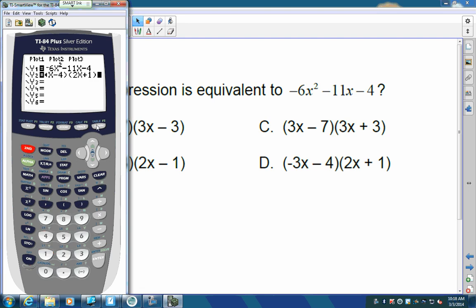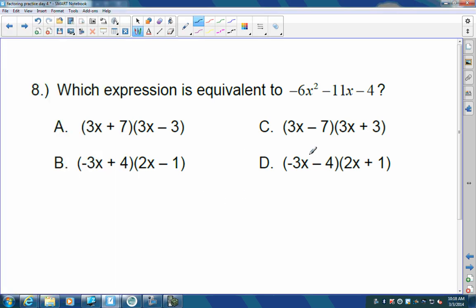And then press second graph. And you're looking to see if y1 and y2 are the same. And you see how they are? We got lucky and we picked the right answer right away. This would be my answer, letter D.